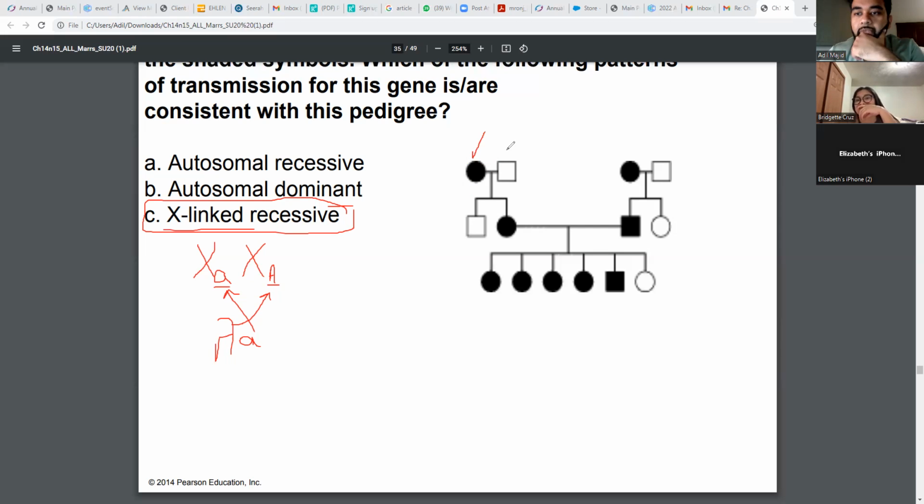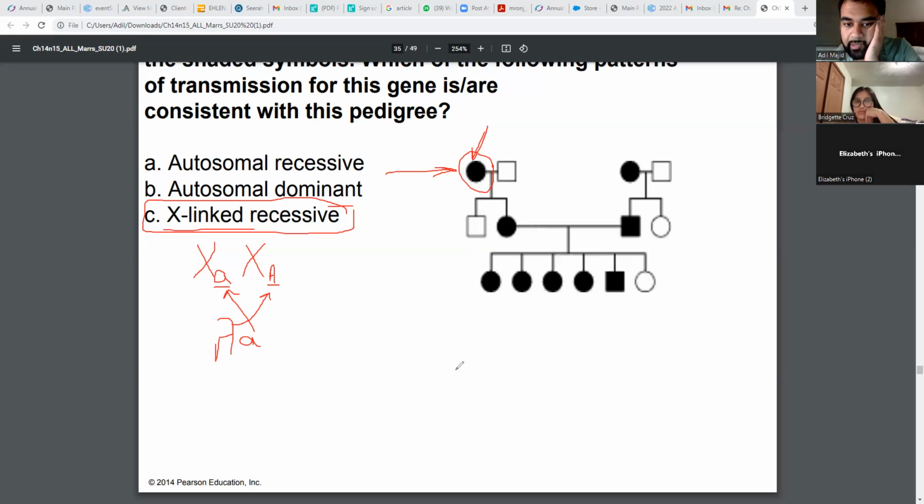I don't know. So here's how you know: whatever gene we're talking about, if the person is black on the pedigree analysis, it means they're showing that trait. If they're not shaded in, it means they're not showing that trait. For the sake of the example, I'm saying the trait we're talking about is red hair. So anybody that's shaded means they have red hair, and if they're not shaded in, they're showing black hair or whatever the other trait could be.